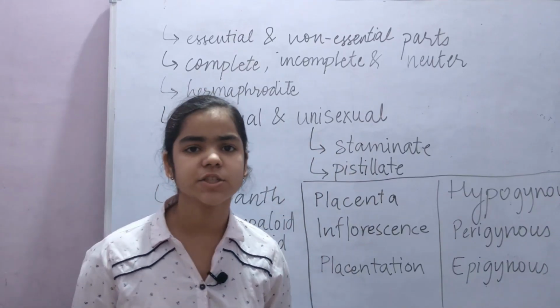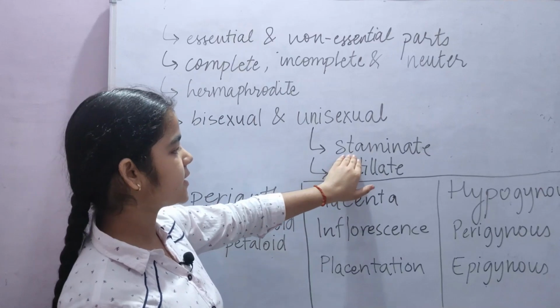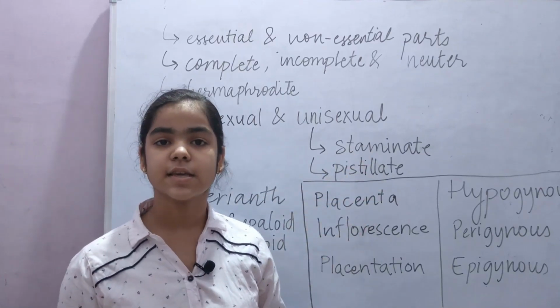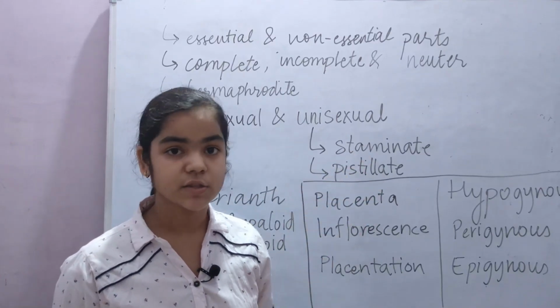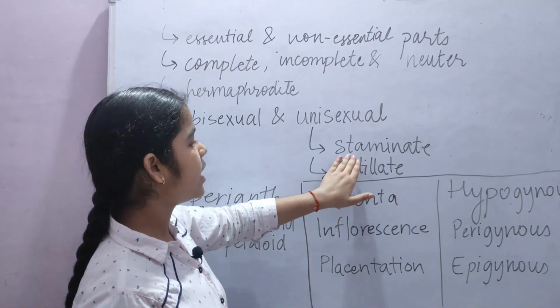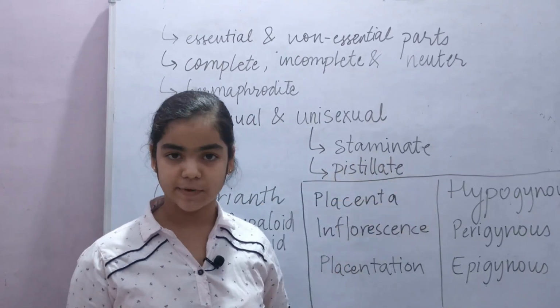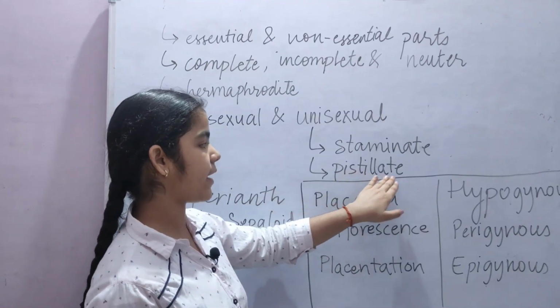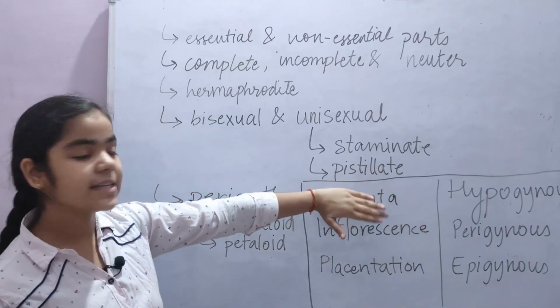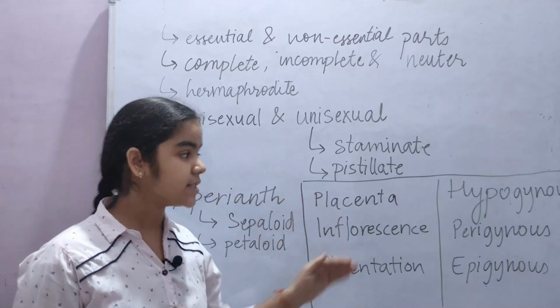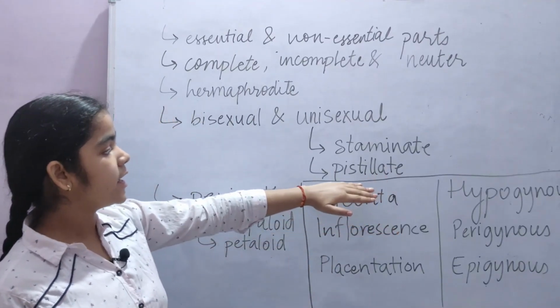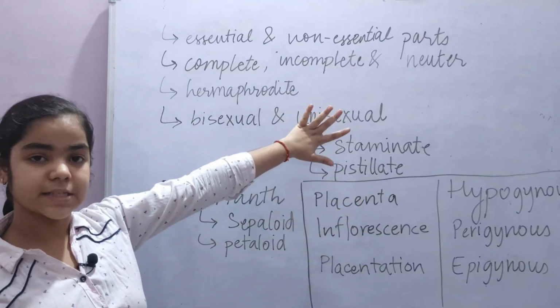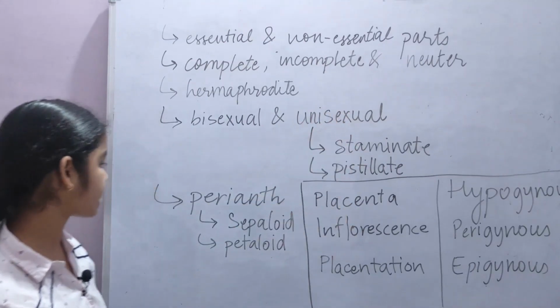So there may be a condition that they could contain the stamen. Stamen is the androecium, or say the male part. So when the male part is present, then the flower is called a staminate flower. And when the female part is present, then it is called a pistillate flower. Simply, if pistil is not present and the stamen is present, then it is staminate, whereas if pistil is present and stamen is not present, then it is called pistillate.